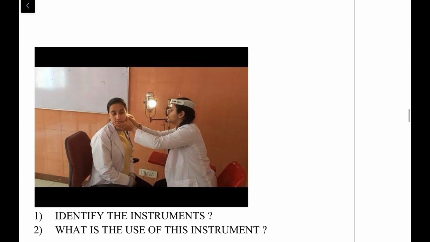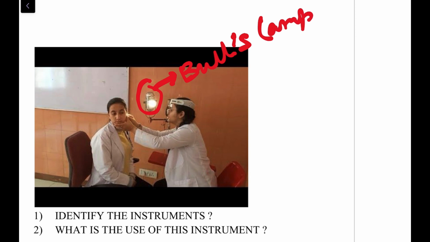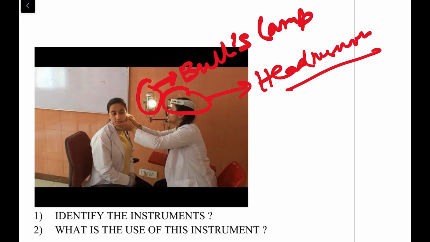Now, in this picture, you have been asked to identify the instruments. So the instruments that you can see are, this is the Bull's lamp, this is your head mirror, and this is an oral speculum.